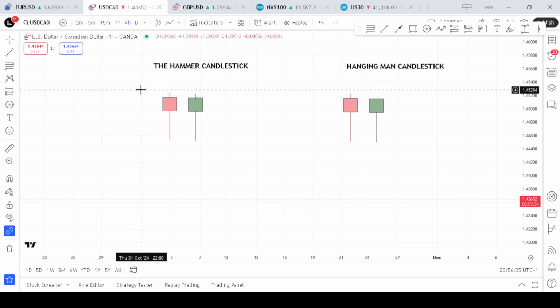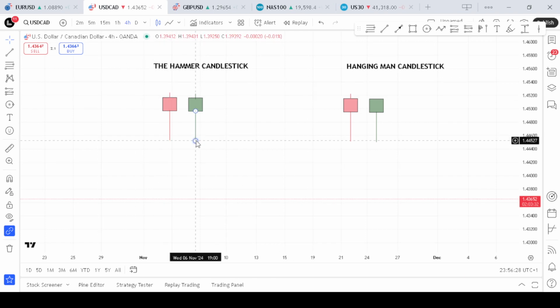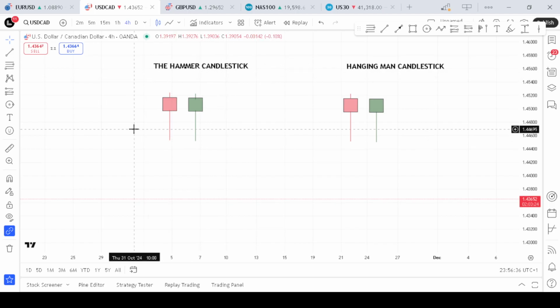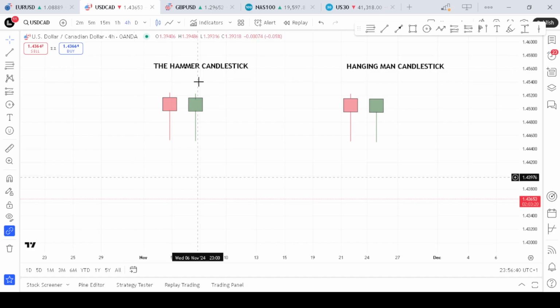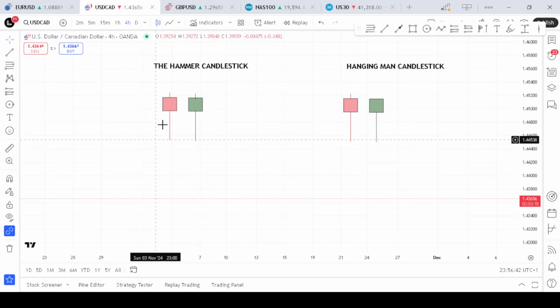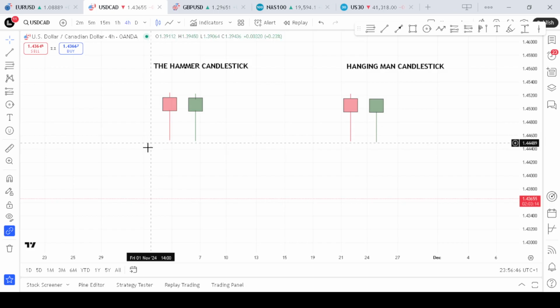We start by noticing what the hammer candlestick is all about. The hammer candlestick usually forms at the bottom of a downtrend. This is crucial because the hammer signals a potential bullish reversal. The long lower shadow shows that sellers tried to push price down, but buyers stepped in and drove price to the upside. That is, it drove price back up near the opening level.